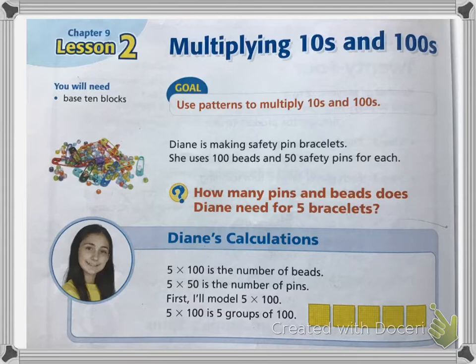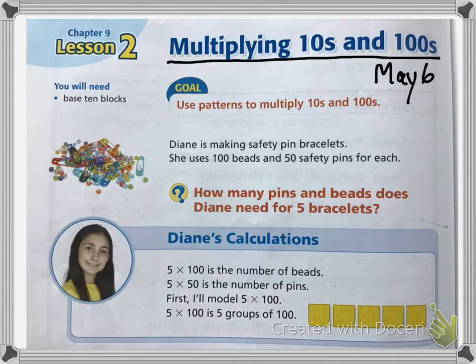Okay, what I would like you to do on the top of your paper is write down multiplying tens and 100s. And I would also like you to put the date up there, May 6. Okay, if you're ready, go on. If you're not, just pause. Okay, so what's our goal today?